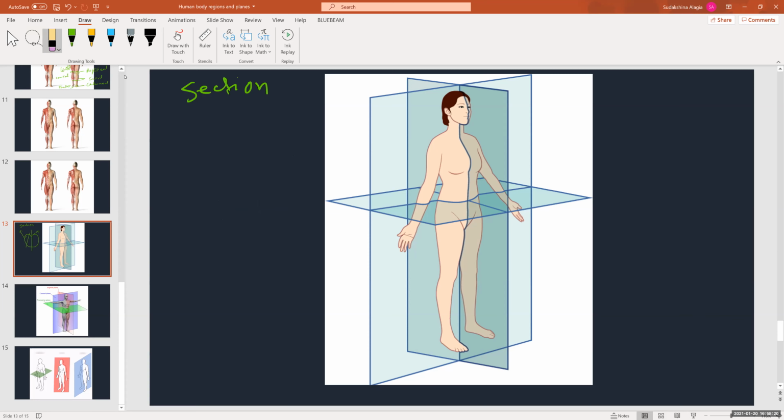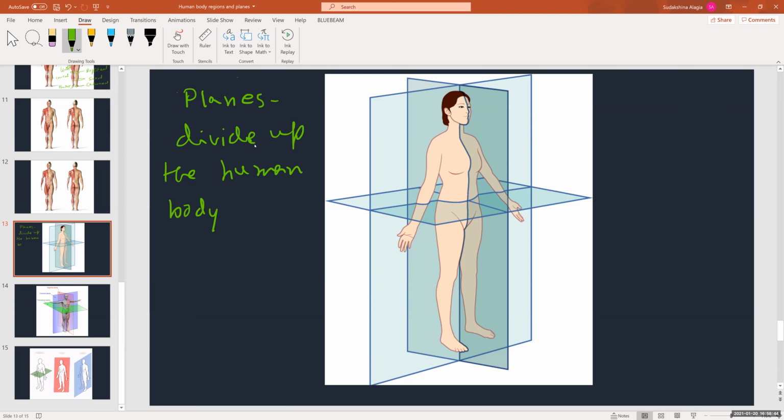So anatomical planes are imaginary planes, imaginary cuts that are dividing the human body into sections. So anatomical planes divide up the human body, or any body for that reason. It could be animal too, but we are studying human anatomy here, into sections. Okay. There are three major planes and there's a fourth one.